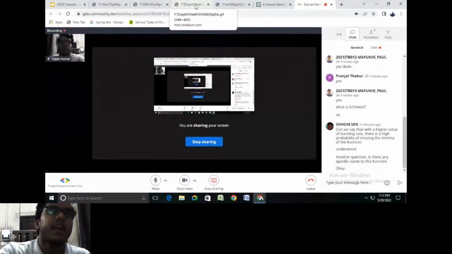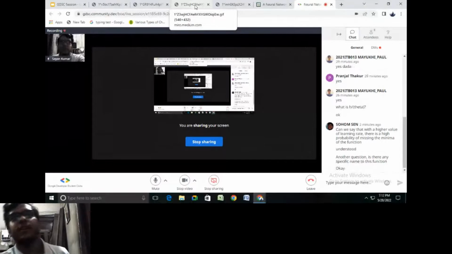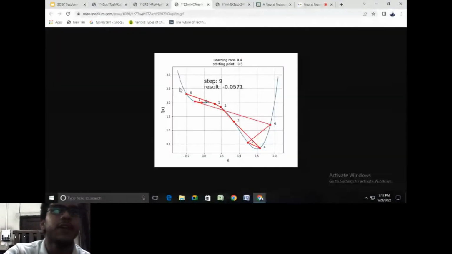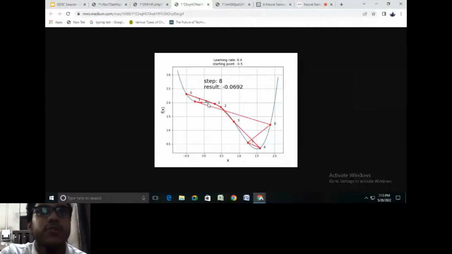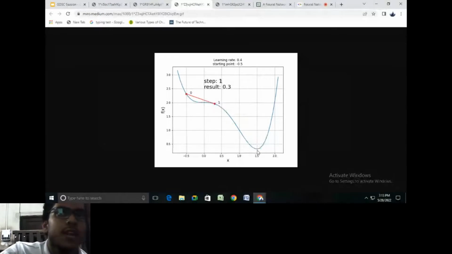Okay, so carrying on with the learning rate thing again. Here we have a function. You can see this function is not as sweet as the previous one. You can see that here there is some sort of a saddle point at around x equals 0.1 or 0.2, and the minimum of the function lies at around x equals 1.5.